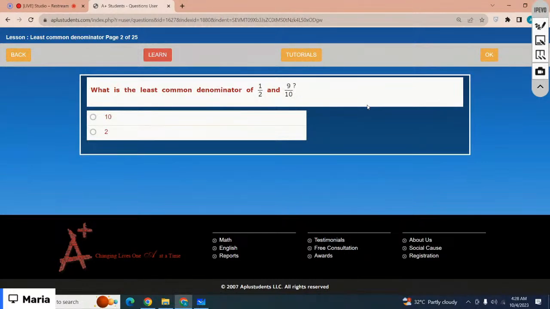What is the least common denominator of 1 by 2 and 9 by 10? Which is the correct option? The option must be divisible by both 2 and 10. So which is the correct option? Very good. That would be 10. 10 is the number that can be divisible by both 2 and 10.